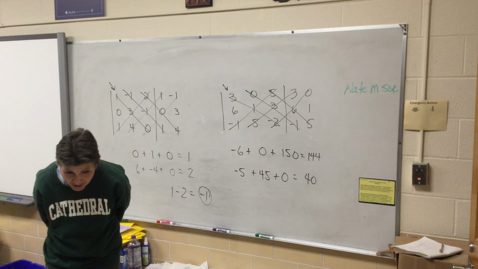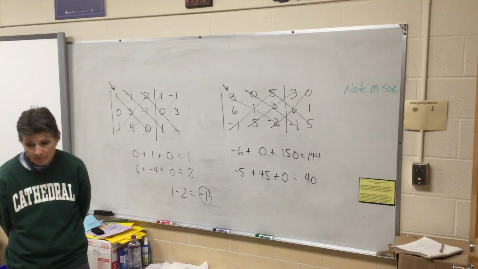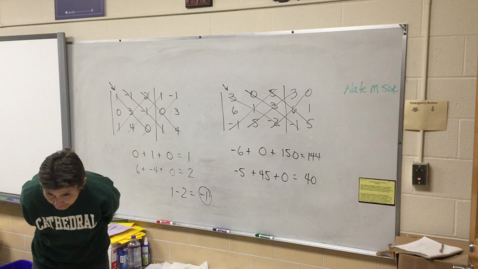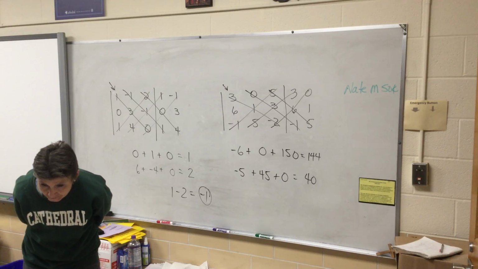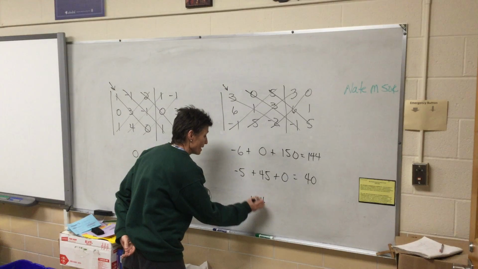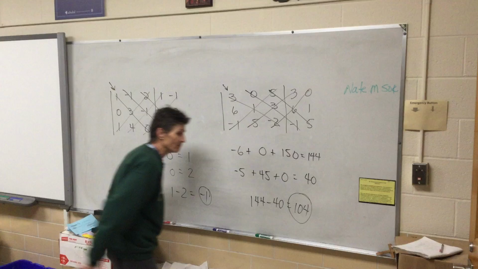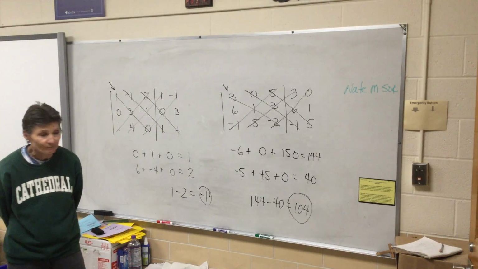Now, what do I do with these 2 numbers? 144 minus 40. I subtract them, exactly. Downs minus ups. So my answer is 104. That's the final answer to the problem.